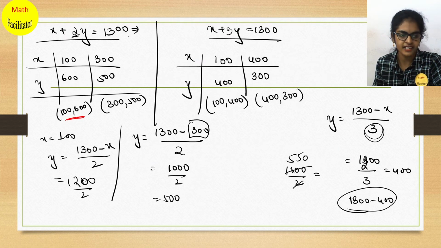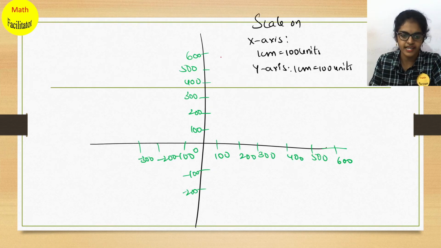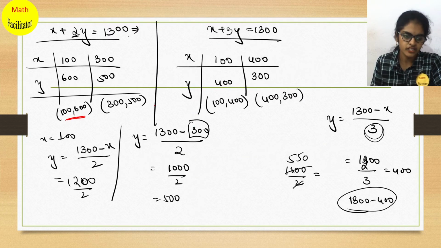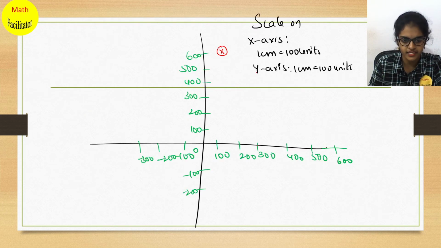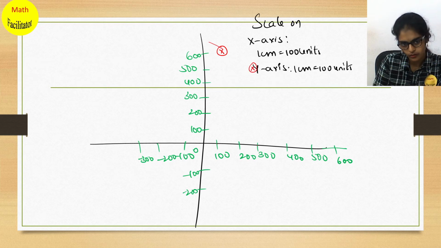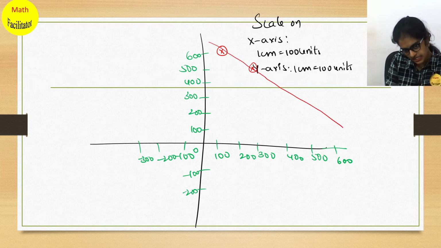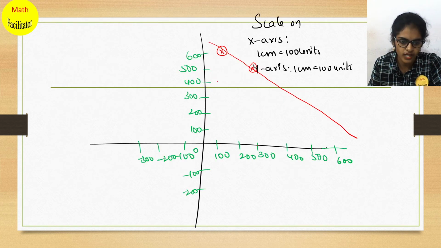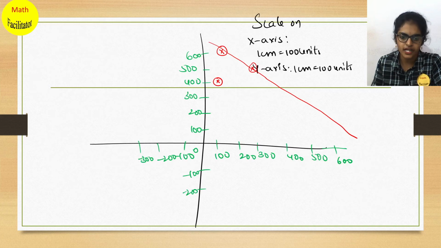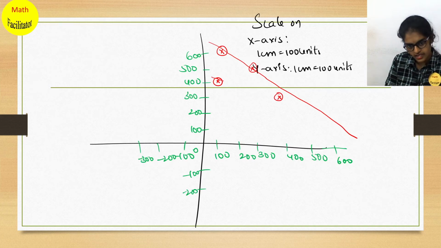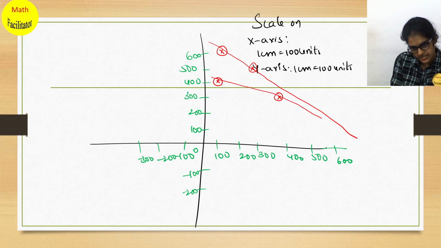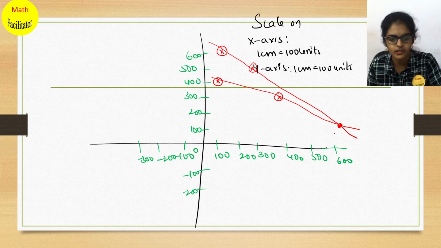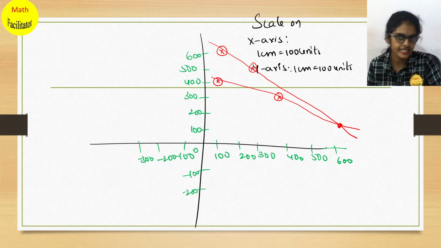Now the next step is just plot the points. The first point is 100 comma 600: 100 on the x-axis, 600 on the y-axis. 300 comma 500: 300 on the x-axis, 500 on the y-axis. So you will get your line something like this. Now the next, 100 comma 400: 100 on the x-axis, 400 on the y-axis. And 400 comma 300: 400 on the x-axis, 300 on the y-axis. So this line is also something like this. These two lines meet at some point. If you draw it graphically, you will get the point. But I can see these are intersecting lines.